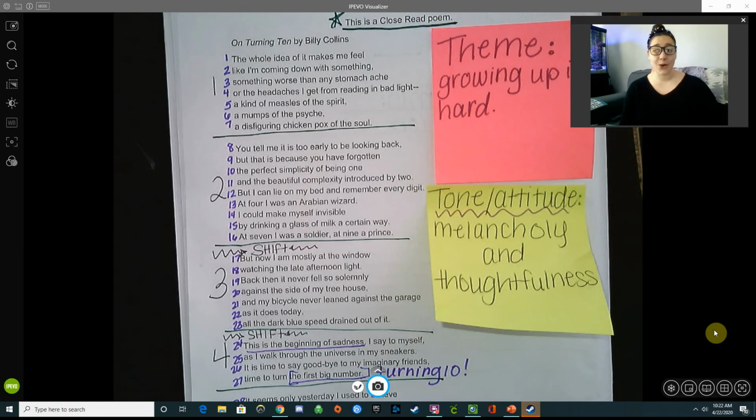All right, so that's what I have for you for analyzing the poem. I hope that wasn't too much. But overall, if we bring it back to the whole poem, it's really just the narrator reflecting thoughtfully on his sadness about turning the first big number, so about turning 10. It's an overall reflection on what has happened in his past, and then moving down to describe what is happening now. So I hope that was helpful.